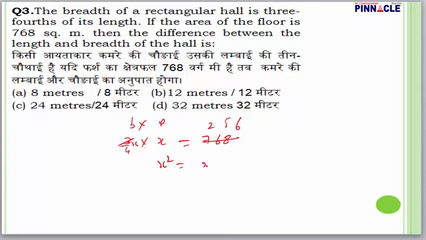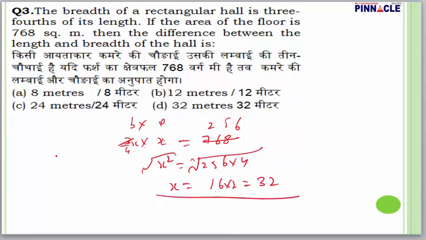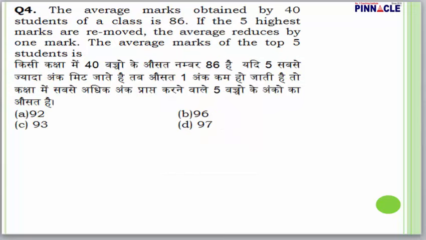So you can say x square is equal to 256 into 4. X would be equal to, root of both sides, root of 256 is 16, and root of 4 is 2, that is 32. X is 32, 3 by 4 of this would be equal to 24. So breadth is 24 and length is 32. Difference here would be equal to 8. Answer is A.